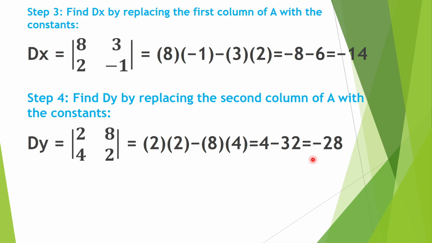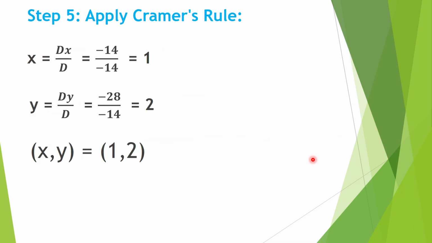Now let's move to step number 5. In step number 5, we will divide Dx by D for x, and for y we will divide Dy by D. So what is the value of Dx? The value of Dx is equal to minus 14. And what is the value of D? It is also minus 14. So minus 14 divided by minus 14 equal to 1. So x is equal to 1.